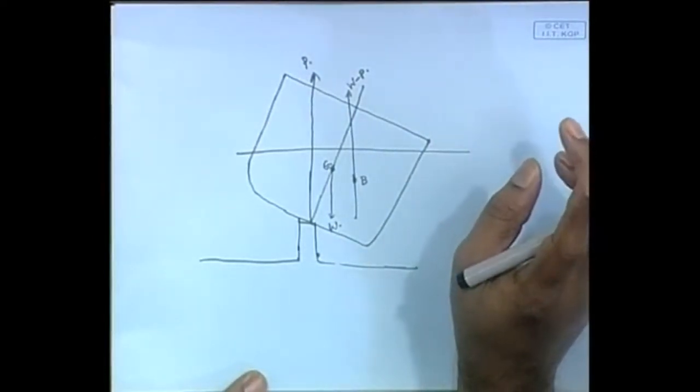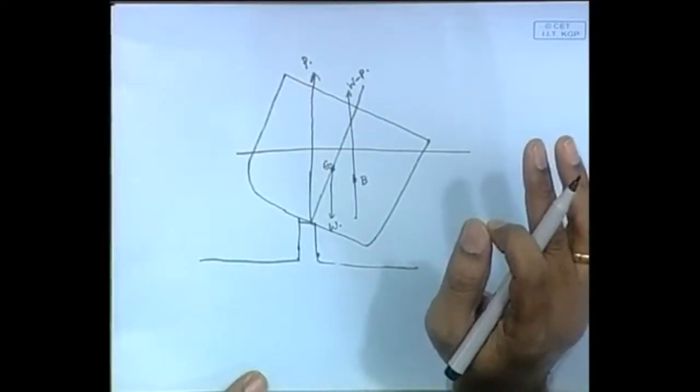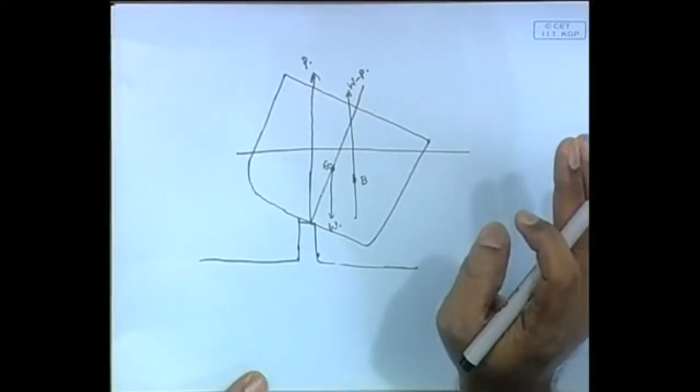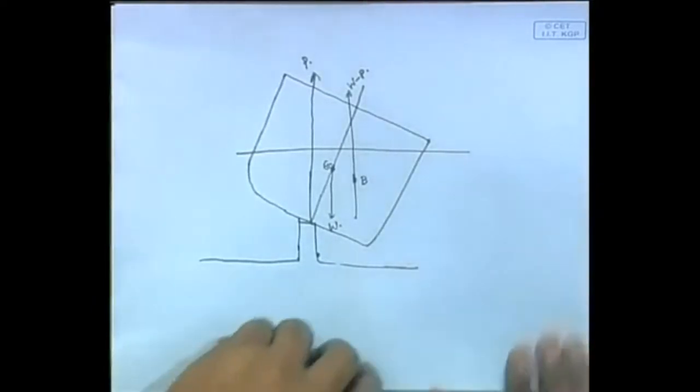There are two ways in which you can view this P. Number one, P can be viewed as an additional buoyancy force. It is not a buoyancy force, mind you, it's a reaction force, but it's a force upwards anyway, so you can look upon it as an additional buoyancy force, because the real buoyancy force becomes smaller when you compare it with P. Therefore, P can be viewed as an additional buoyancy force acting not at B but at some other point.